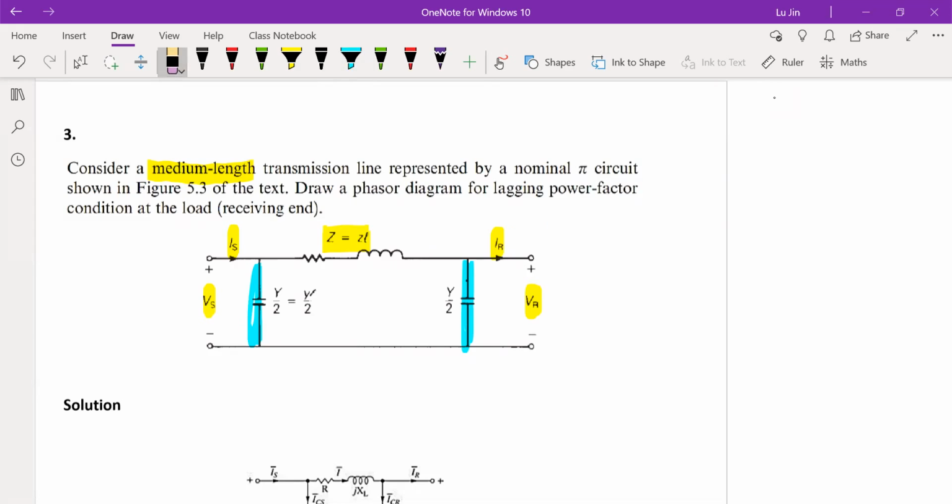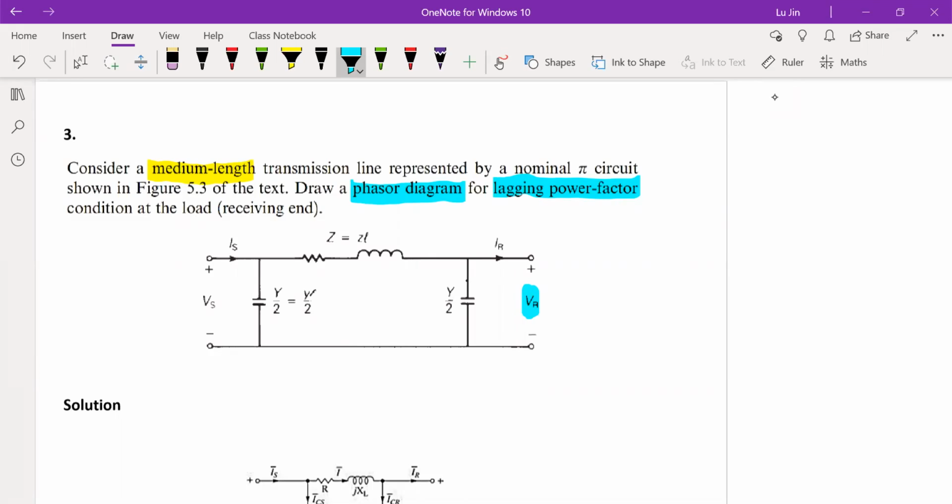So this is all the conditions we have. But regarding this question, what do we need to do? We need to draw a phasor diagram for a lagging power factor condition at the load. Another keyword is lagging power factor. Here we want to remind everyone, what does lagging mean? Lagging means the current lags the voltage. But don't forget, when you draw the phasor diagram for such a system, the receiver side voltage, VR, is always used as the reference. Now let's start our analysis.